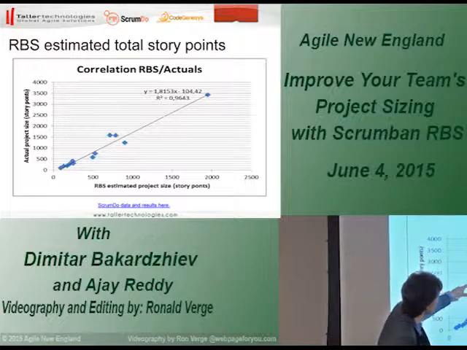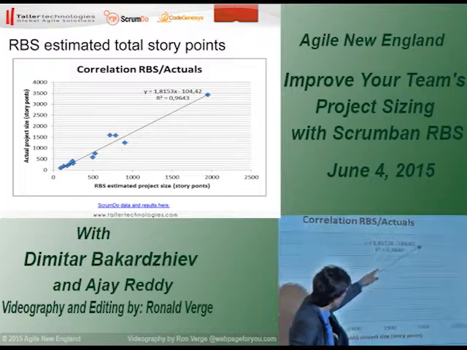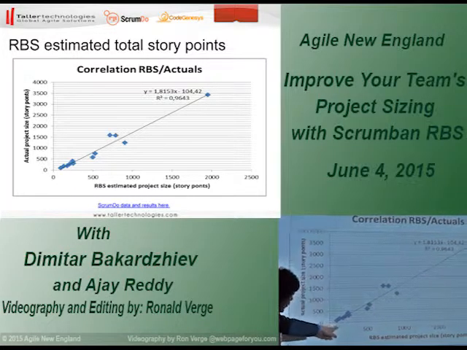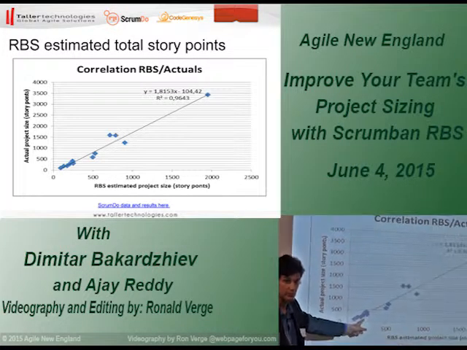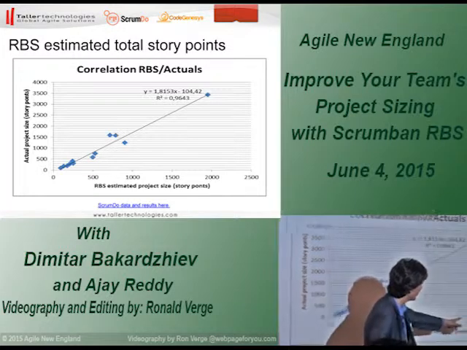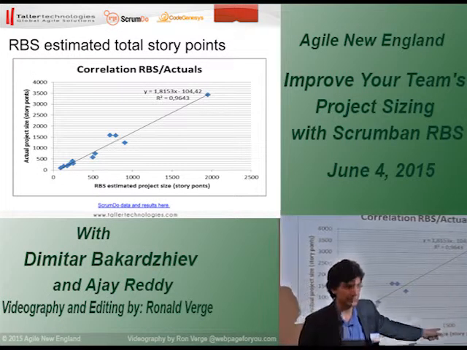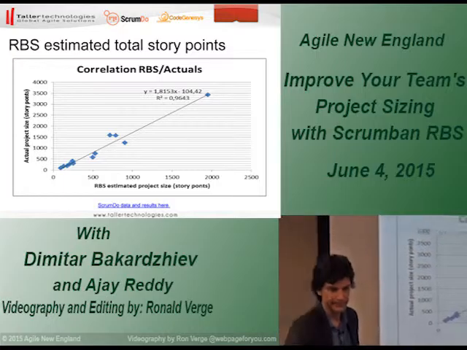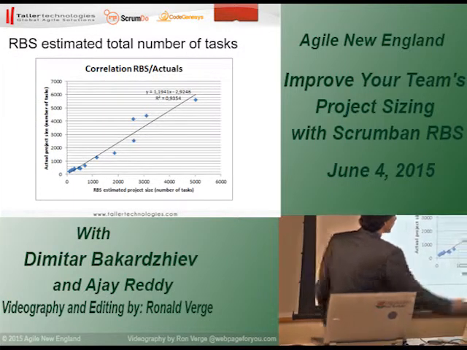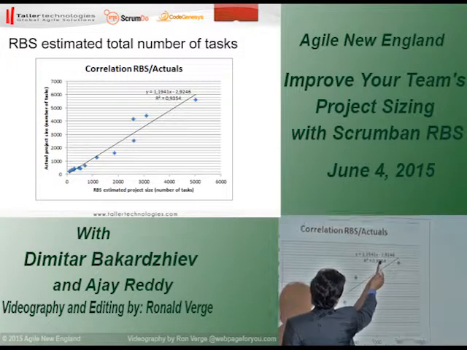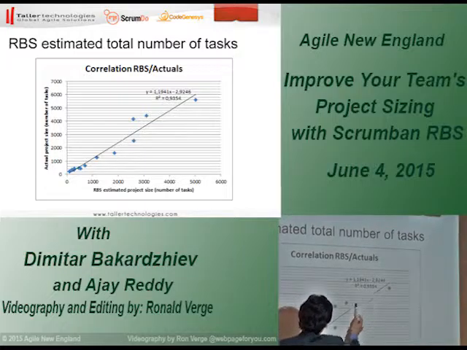These are all the story points. 13 projects, very small, less than 500 story points. One very big, around 2,000. And then the number of tasks. Yeah, the correlation coefficient is not that good, right? But it's almost like it.